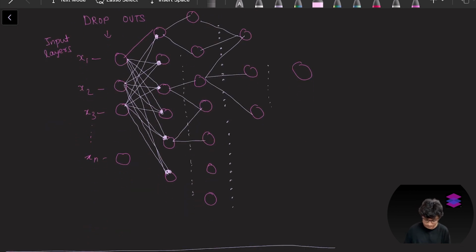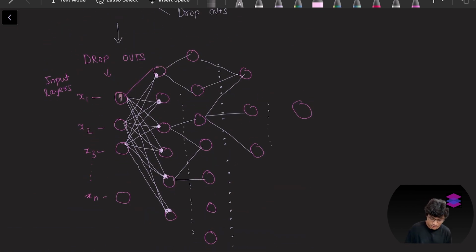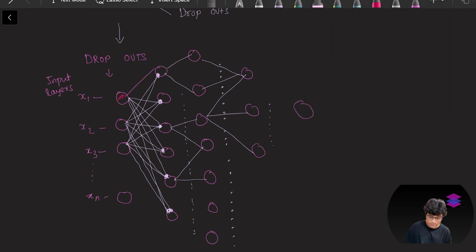I hope you get it from the dropout. We use dropout so that we can switch off some of those neurons in the hidden layer, so that the model will not overfit and can take your data and proceed in a smoother way.